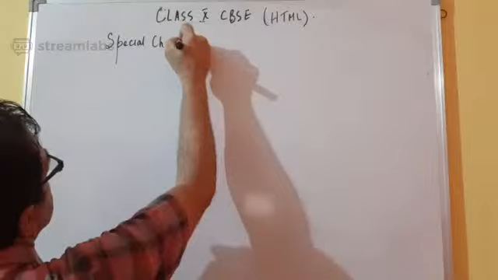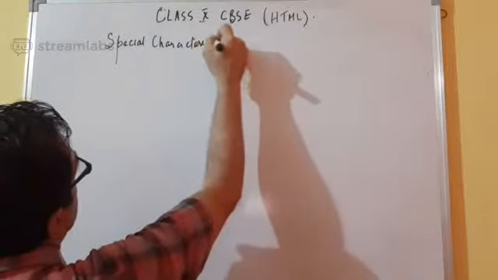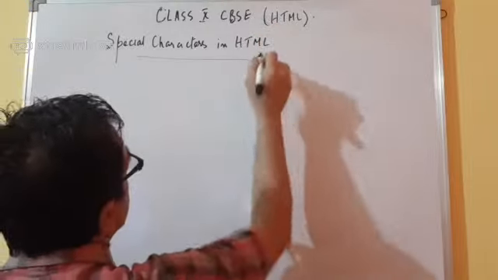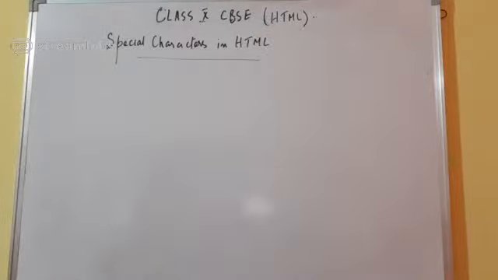Special characters in HTML. Why is the use of special characters in HTML there? Because there are certain symbols which are already used, or which are a part of some predefined tags only.